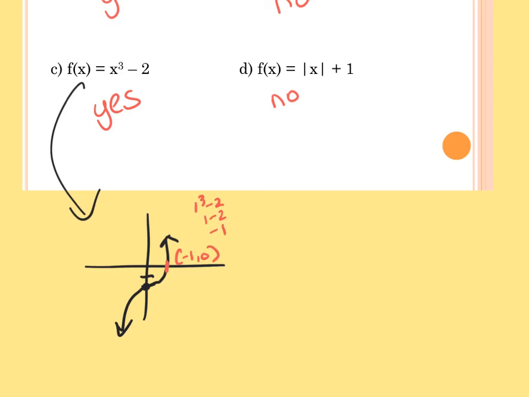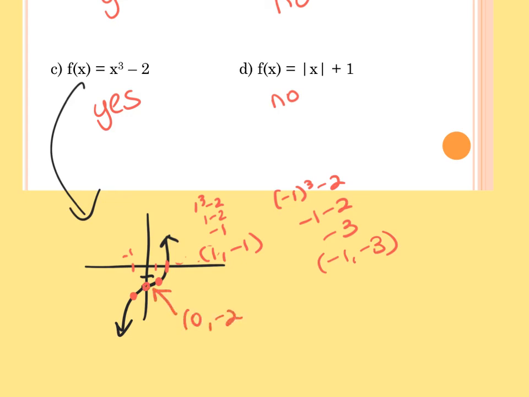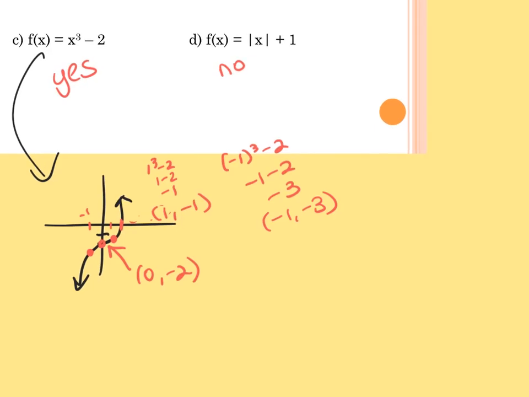Nope, I plugged in, just kidding. Said one thing and wrote another. I plugged in 1 and got negative 1. So 1, negative 1 is here. Plug in like negative 1, and I'd get negative 1 to the third minus 2, negative 1 minus 2, which is negative 3. And I get negative 1, negative 3. And then this coordinate point here that we know, 0, negative 2.